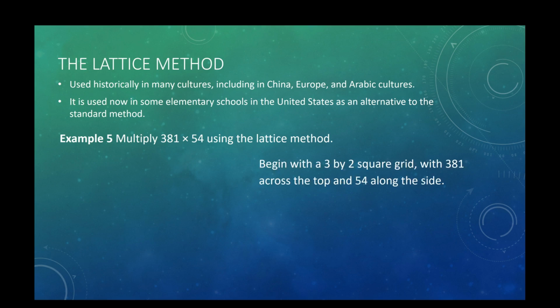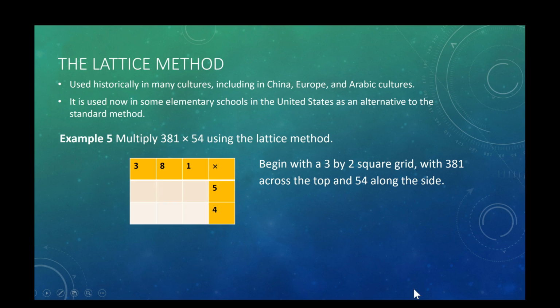We begin with a 3 by 2 grid. That's because this has 3 digits and this has 2 digits. That's why 3 by 2 grid. Here's our 3 by 2 grid. And then what we're going to do is draw diagonals in each square. So here's a diagonal, diagonal, diagonal, and diagonal.